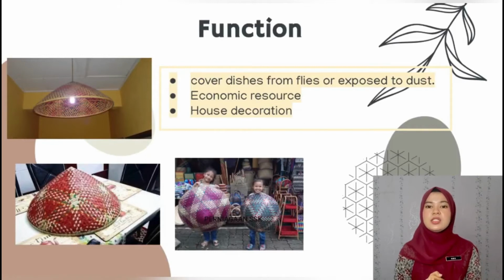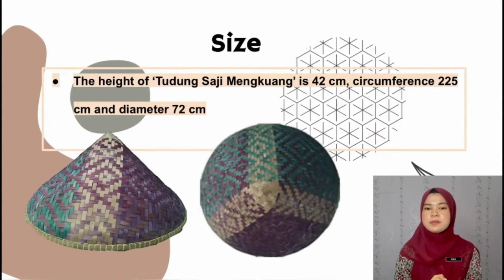Function. Malaysians use Tudung Saji Mengkuang to cover dishes from flies and dust. In addition, Tudung Saji Mengkuang is an economic resource for people in rural areas through the cottage industry. Moreover, there are also Malaysians who make Tudung Saji Mengkuang of various sizes and colors as decoration in their homes because their uniqueness makes the home more attractive.